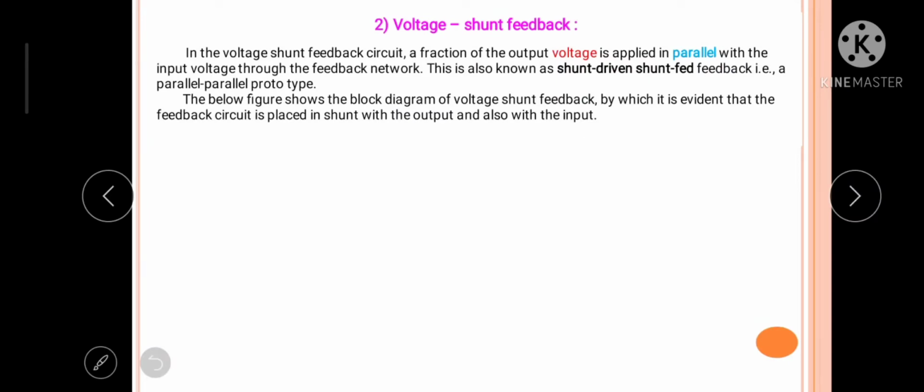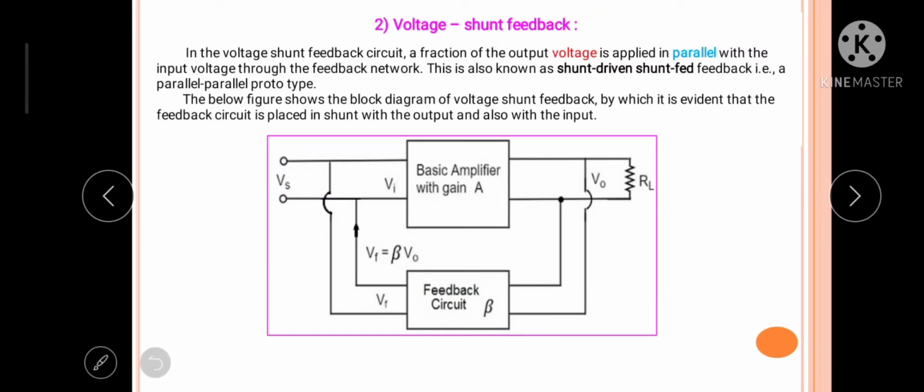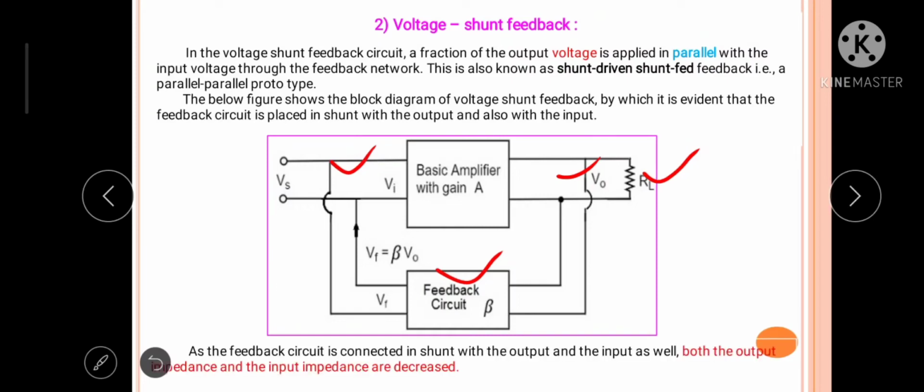Second type is voltage shunt feedback. In the voltage shunt feedback circuit, a fraction of output voltage is applied in parallel with the input voltage through the feedback network. This is also known as shunt driven shunt fed feedback, that is a parallel parallel circuit. Again, try to concentrate on this circuit. In this circuit, the output is taken in parallel with the load resistance RL by this feedback circuit, and it is connected in parallel with the input voltage Vi. As the feedback circuit is connected in shunt with the output and input as well, both the output impedance and the input impedance are decreased.